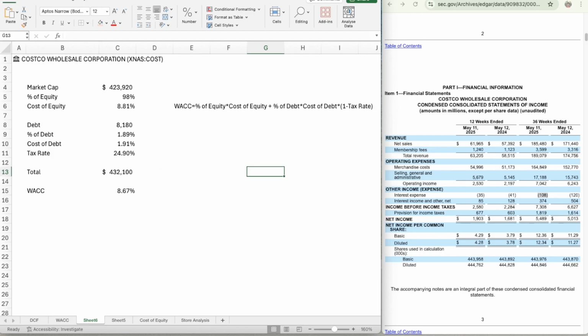So there we have it. Costco's WACC is 8.67%. Thank you for listening, and we will build out the full DCF either probably tomorrow or the following day.